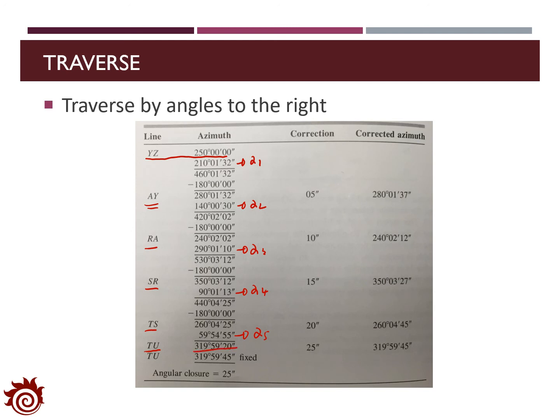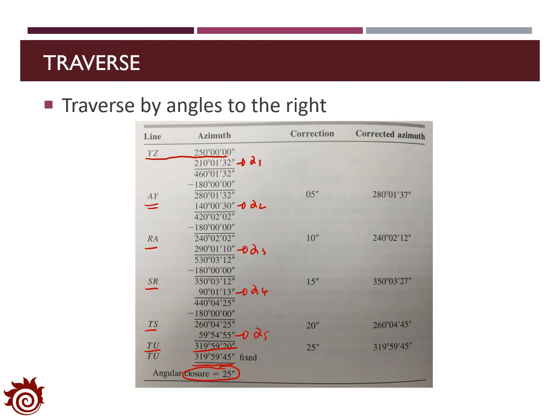We are also given the value about the azimuth in the line TU, and then we can compare the estimated value and the true value, which will give you the closure error as 25 seconds. With that, we need to do the correction for the azimuth.